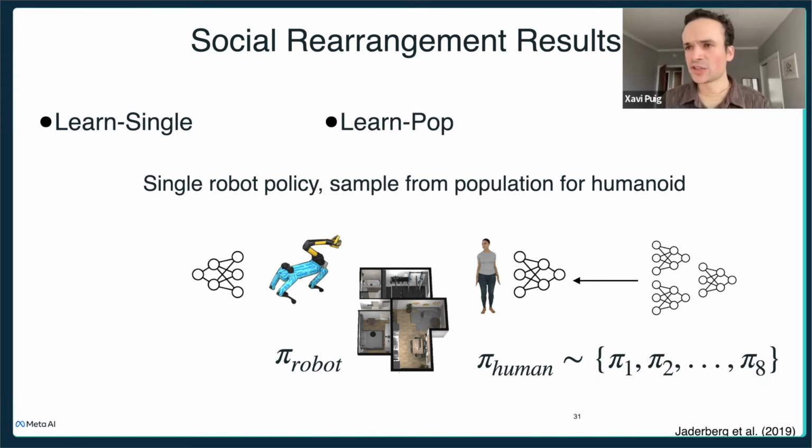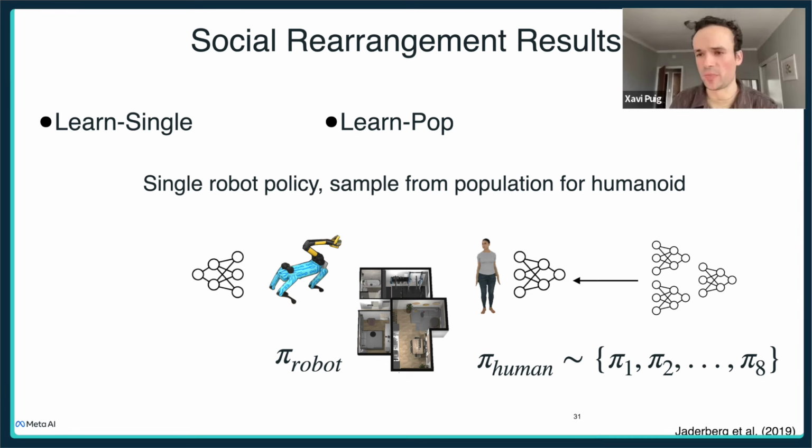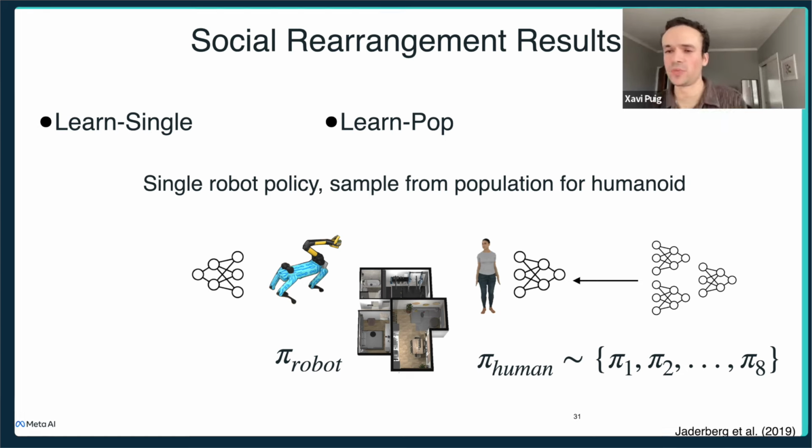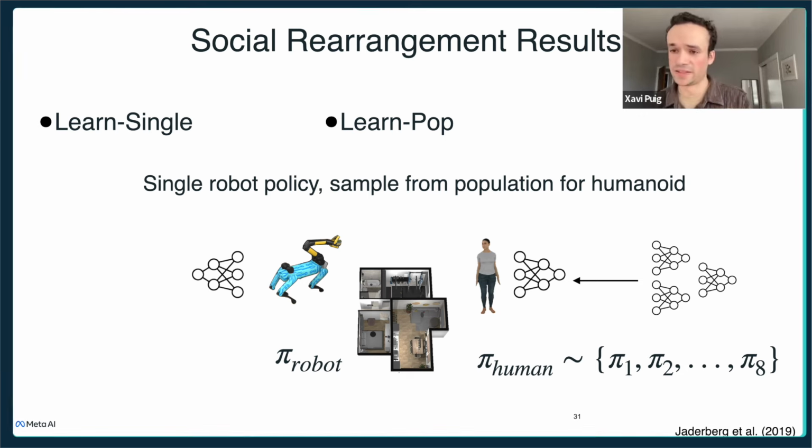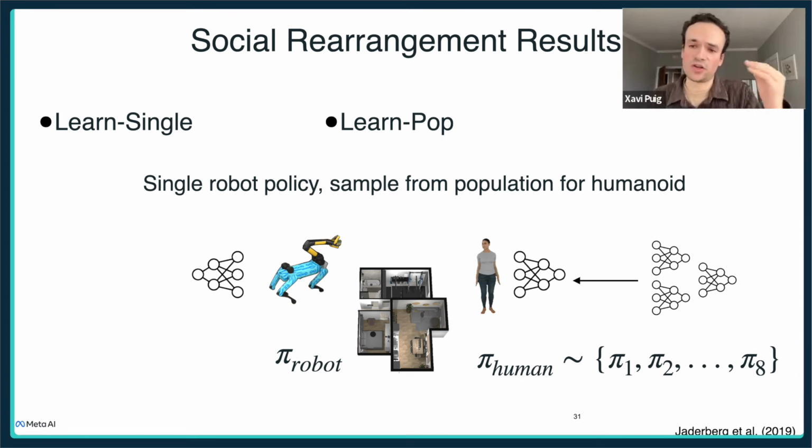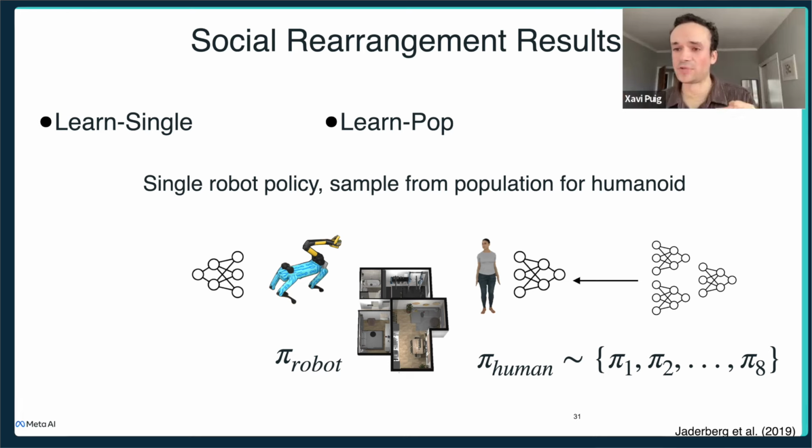And so to address this, we take inspiration from the zero-shot coordination literature, and we will train a robot policy to be robust to many different kinds of human policies in this scenario. And so the goal here is to have a robot that not only specializes in one object, but can do behavior that adapts to all those.